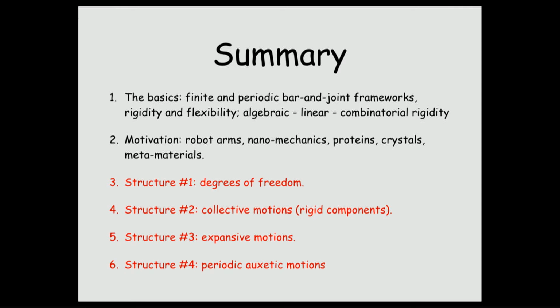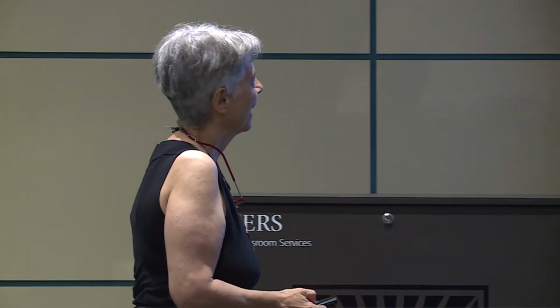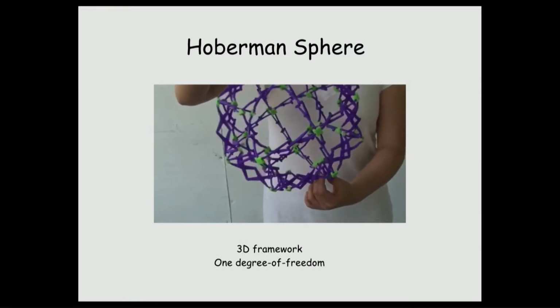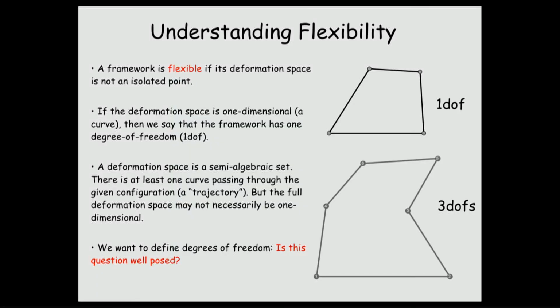Okay, quickly. I think I have about 10 minutes, yeah? Degrees of freedom. One degree of freedom, the Peaucellier linkage, we have seen it. So rigid and one degree of freedom are easy to state, easy to understand. One is an isolated point, the other is a curve. It's well defined. But what does it mean when you have more degrees of freedom, right?